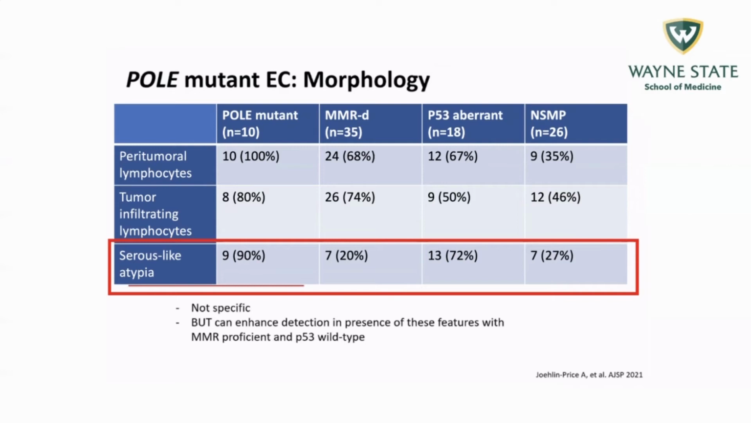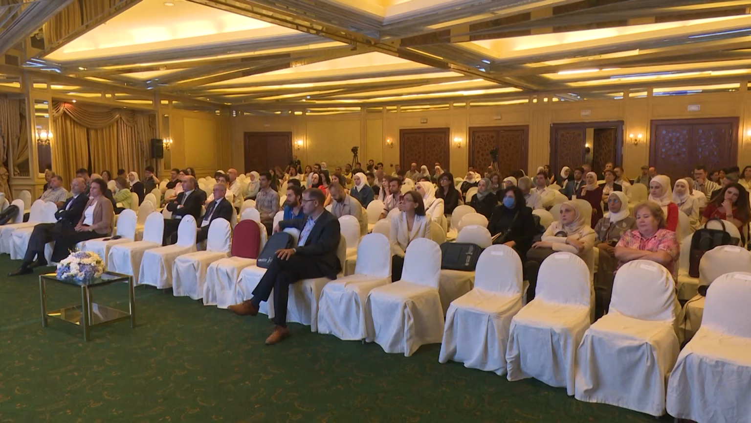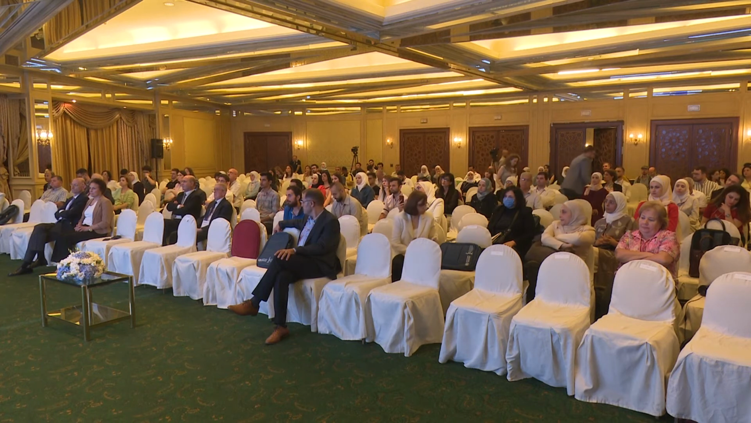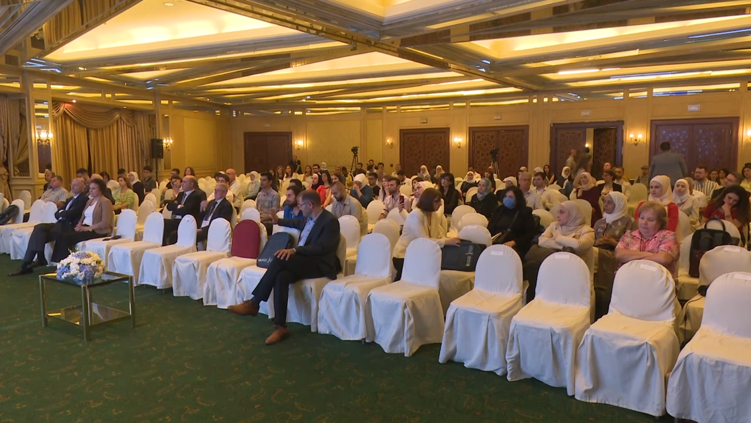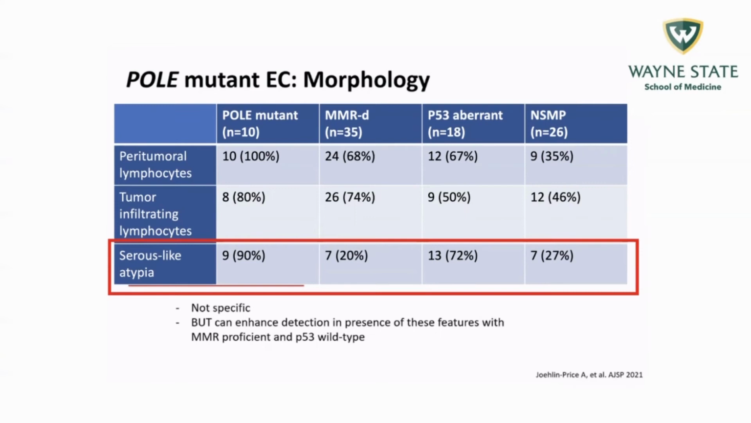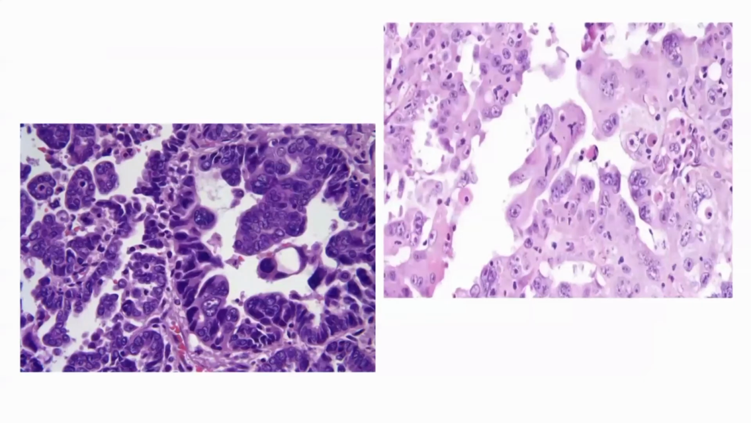Well, if you look at the P53 aberrant group, the number is 18 in this study, and look at the overlap in the serous-like, 72%, in the tumor infiltrative lymphocytes, 50%, peritumoral lymphocytes, 67%. So there is a lot of overlapping. It's not specific when we look at only the H&E, but we can enhance detection in the presence of these features with help from immunohistochemistry. So again, let's look at these two examples.